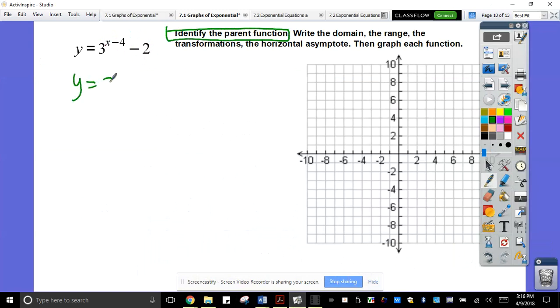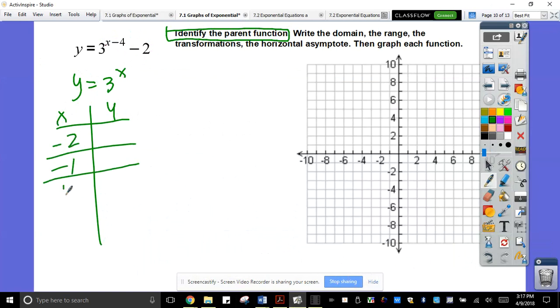For this problem, the parent function is y equals 3 to the x. We have done this several times. X, y: negative 2, negative 1, 0, 1, and 2. Try to do it without using a calculator.